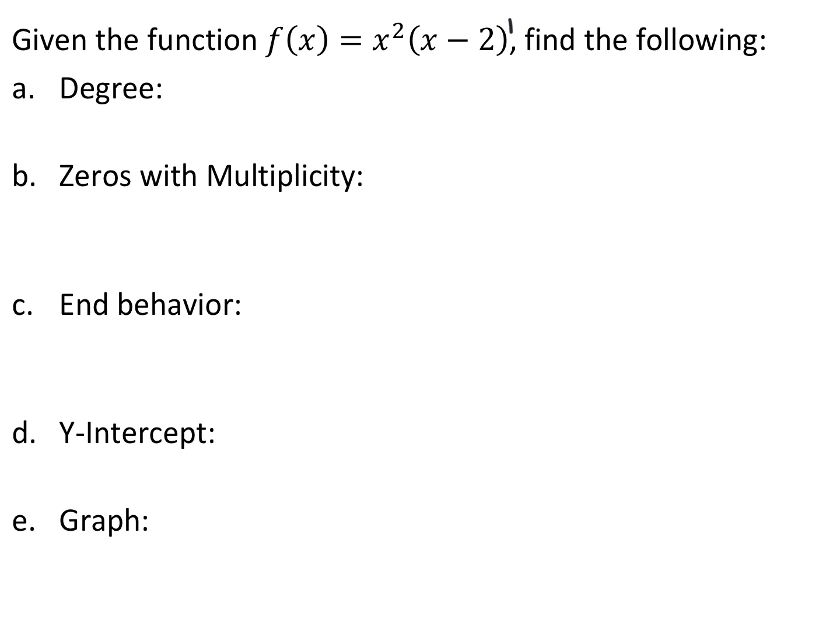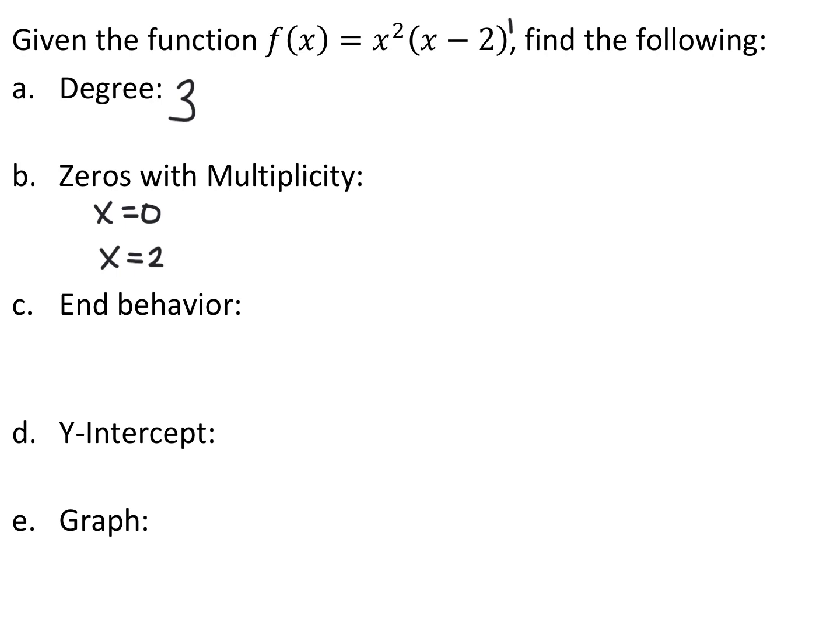It's going to be a degree 3. Because this is in factored form, we can read off our zeros pretty easily. So for our first one, what makes x squared be 0? That would be an x equals 0. And then what makes x minus 2 be 0? That would be an x equals 2.